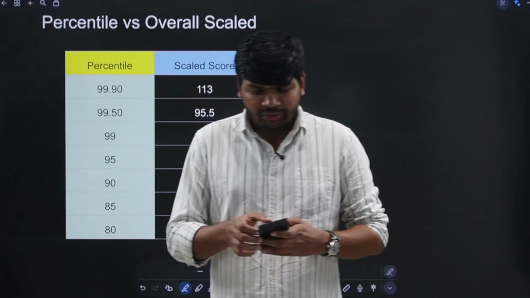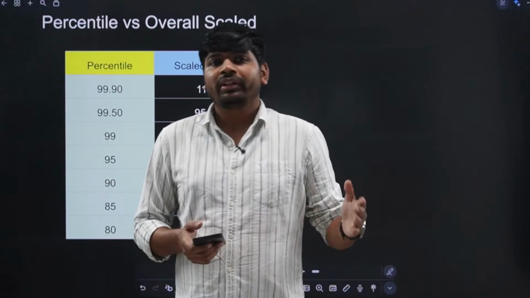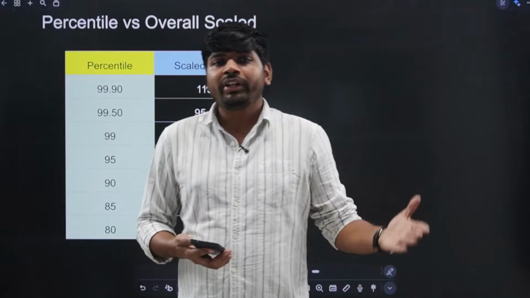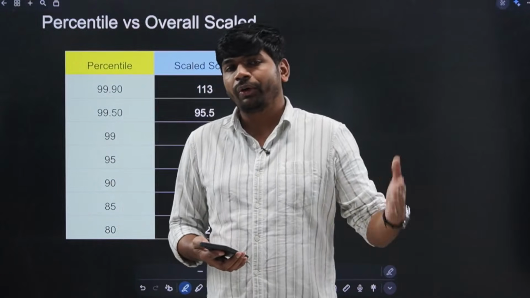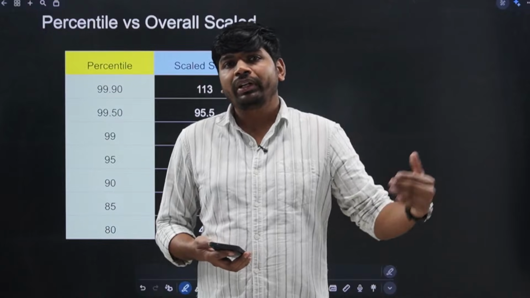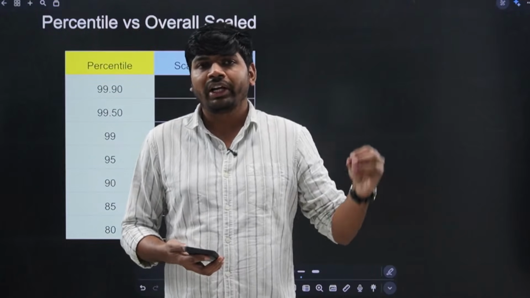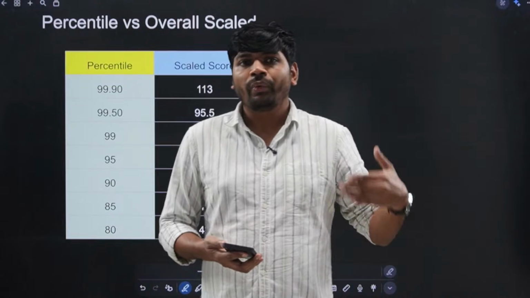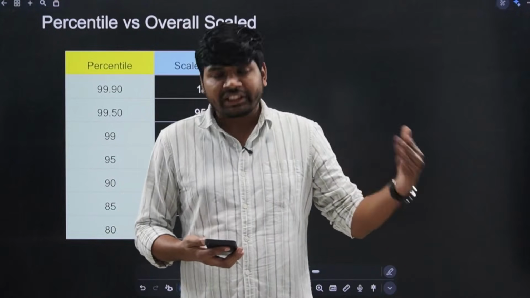Guys, I know many people are not believing, but the scaling is dependent on many factors. As I told you, how well the top 0.1% people in your slot perform, and overall how people are performing in any slot, will tell about the scaling process. Okay.